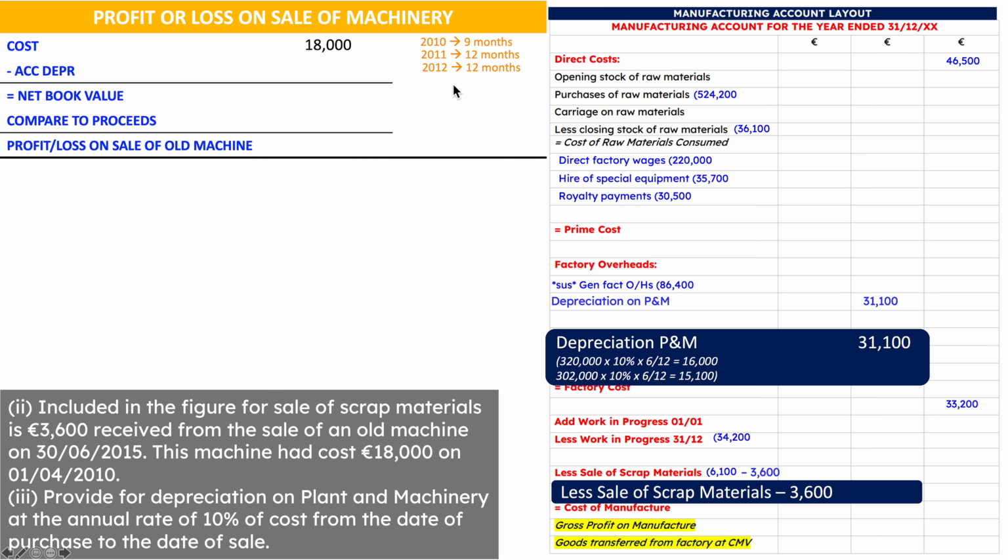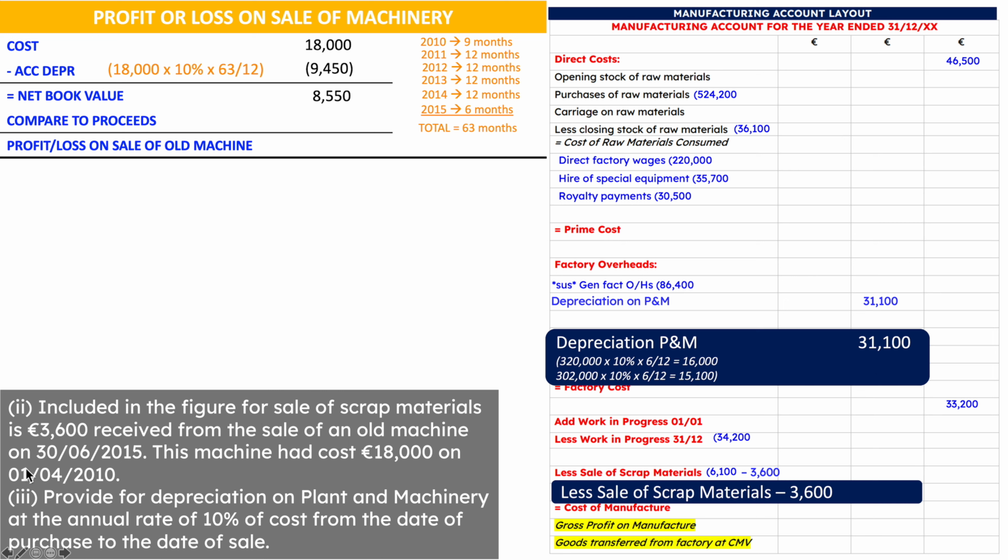2012, we had it for 12. 2013, we had it for 12. 2014, we had it for 12. And for 2015, we had it for 6. So altogether there, that is 63 months. So we had the old machine where the cost was 18,000, we had it for 63 months. So 18,000 by 10% depreciation rate by 63 over 12 is accumulated depreciation of 9,450 euro. That gives us a net book value of 8,550 euro.